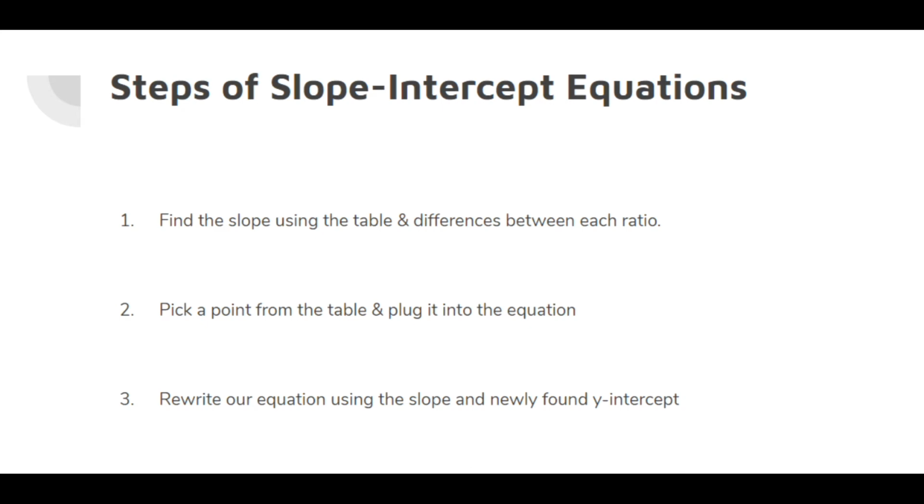So our first rule is to find the slope using the table and differences between each ratio. Second, you're going to pick a point from the table and plug it into the equation. And then third, you're going to rewrite our equation using the slope and newly found y-intercept. All of it sounds pretty crazy, but as we go along, it'll start to make some sense. So I'll let you take some time to write all these down.